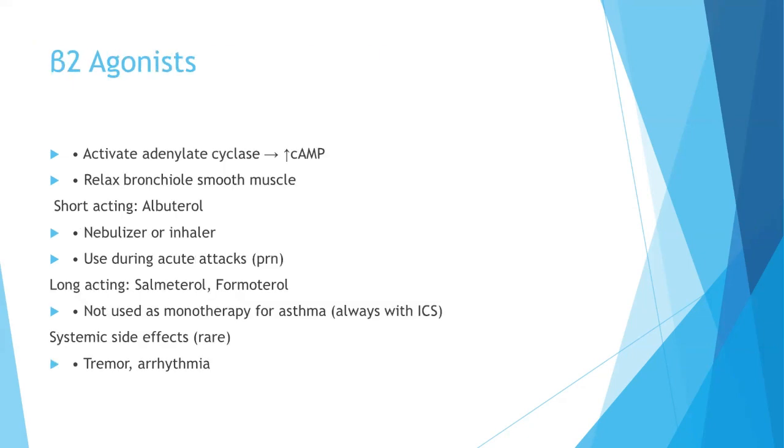So the beta 2 agonists activate adenylate cyclase and then increase the cAMP, cyclic adenosine monophosphate. And this increase in cAMP relaxes the bronchial smooth muscle. The short-acting beta 2 agonists like albuterol are generally used as a nebulizer or inhaler and are used during acute attacks. The long-acting salmeterol and formoterol are not used as monotherapy for asthma and are always used only with inhaled corticosteroids. The systemic side effects are rare. However, it can cause tremor and arrhythmias.